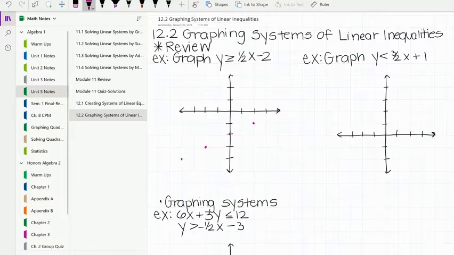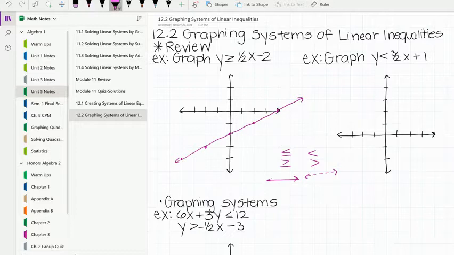Okay, so now that I have the outline of the line, we then have to decide what type of line it will be. So remember, if you have an equal to, less than, or greater than, it's going to be a solid line. But if you just have less than or greater than and it's not equal to, then it's going to be a dashed line. So according to the inequality sign, this will be a solid line.